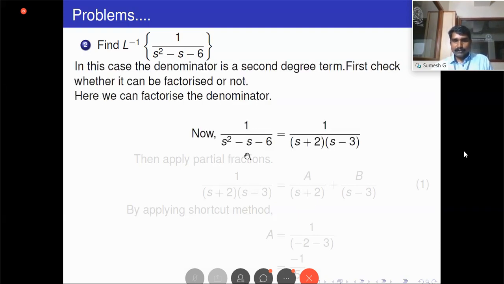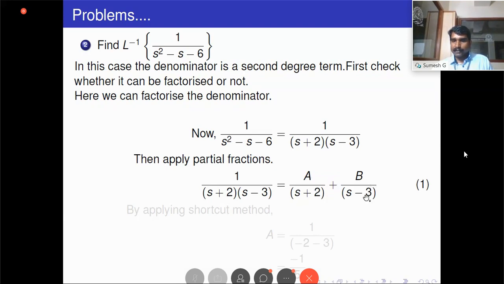So 1 by s square minus s minus 6 can be written as 1 by s plus 2 into s minus 3. Now the denominator becomes a product of two terms, so we apply partial fractions. The partial fraction form is a by s plus 2 plus b by s minus 3. You can find a and b using the shortcut method.